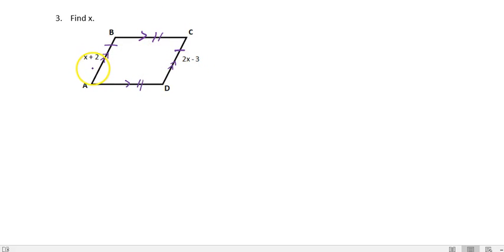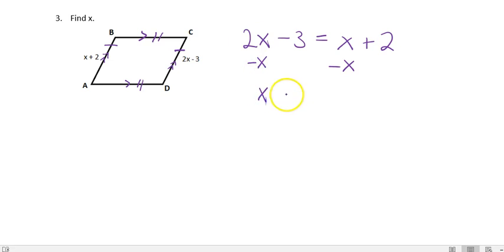And it is that opposite sides being congruent that's going to allow me to set these two sides equal to each other to find x. So I'm going to say 2x minus 3, this one, is equal to x plus 2. And then it just becomes an equation to solve. So I'm going to subtract x. So 2x minus 1x is 1x.